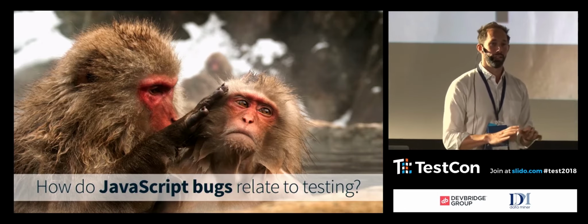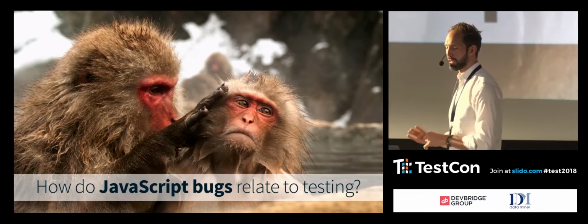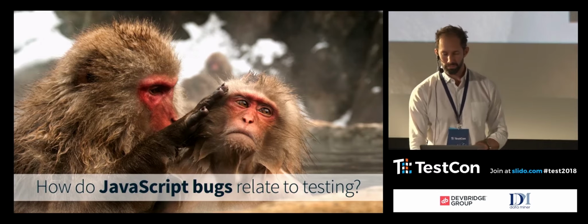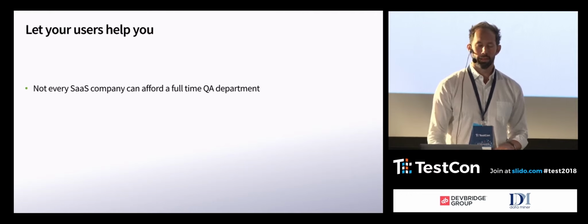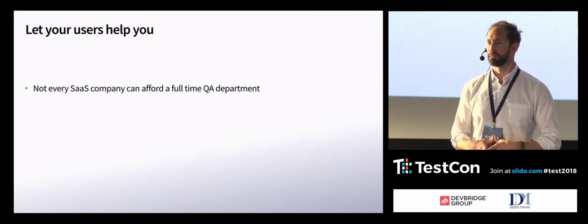So this is a bit technical. So how about we zoom out a little bit and just talk about why are JavaScript bugs important to us as testers? And so my vision here is that we can let our users help us test.